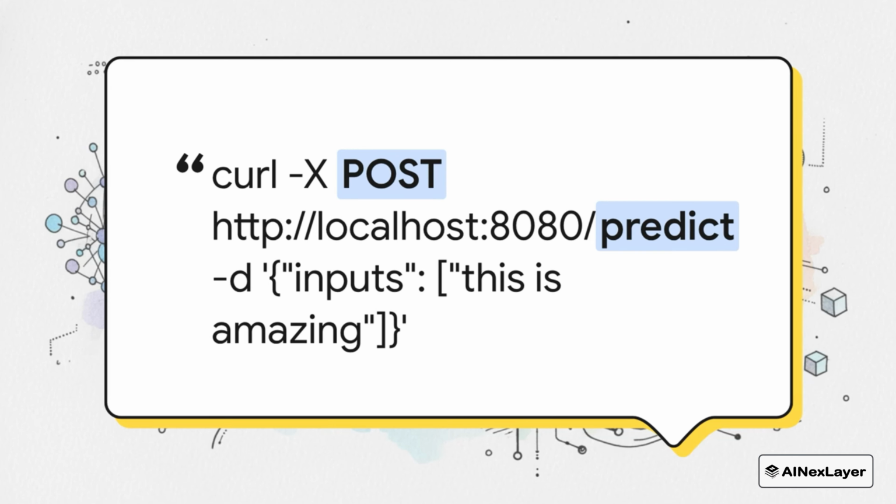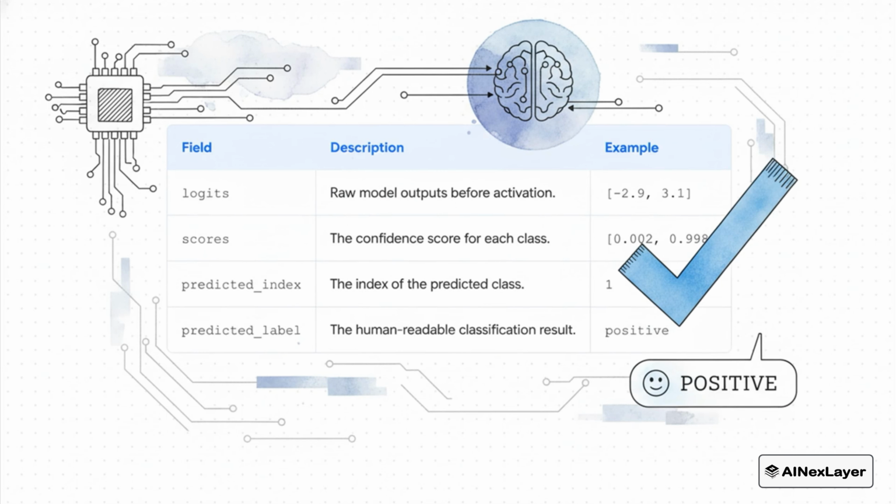So getting a prediction is as simple as sending a standard command line request. Here, you can see we're just sending a couple of phrases, "this is amazing" and "this is terrible," over to its predict endpoint to get a quick sentiment analysis. It's that easy. And this is what you get back, a nice, clean JSON response.